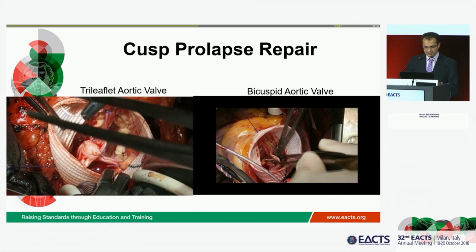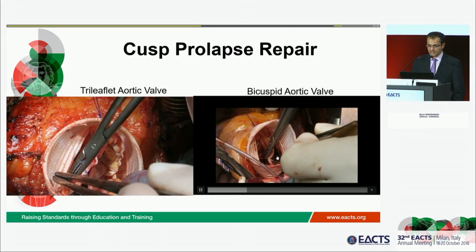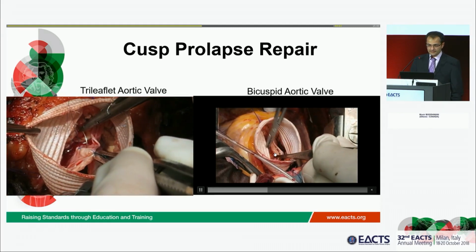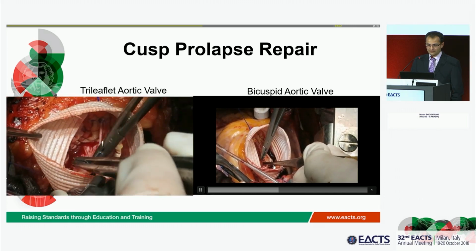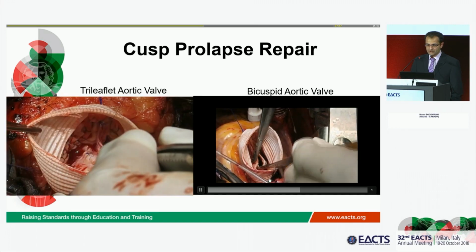In a bicuspid valve setting, in this case, a non-conjoint cusp itself is prolapsing, so the first step is to plicate the non-conjoint cusp and make it an appropriately measured reference cusp. And then this non-conjoint cusp becomes our reference against which we can perform a free margin plication of the conjoint cusp.